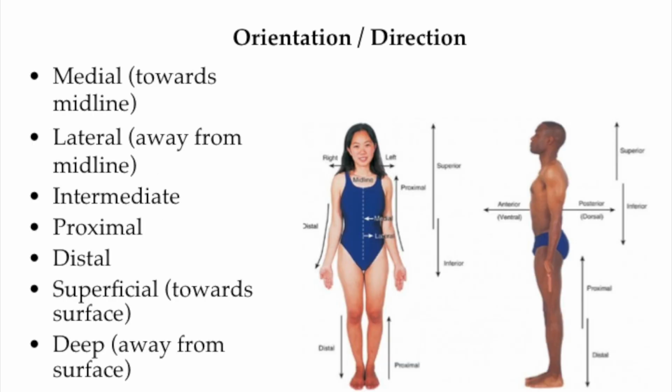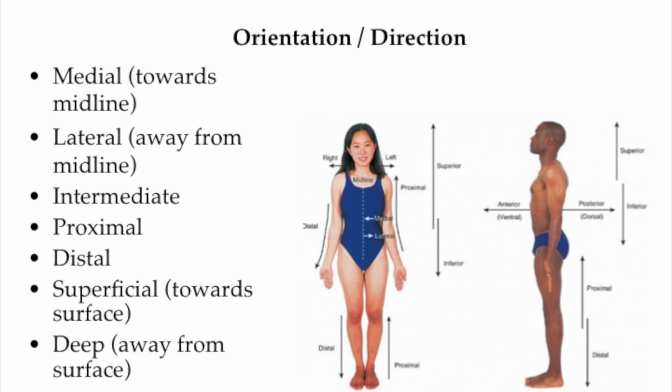There are more refined terms like medial, which means it moves towards the midline since we're a bilateral creature, or lateral, to away from the midline to the edges, I guess. Intermediate is obvious, it's in between that. Proximal means close, distal means far away.